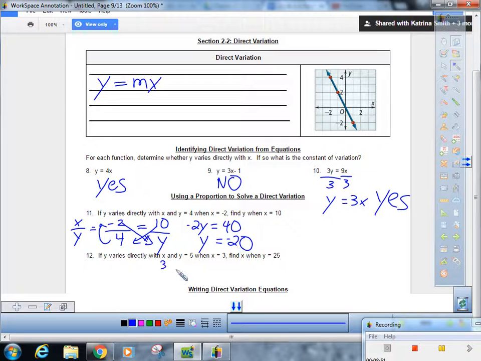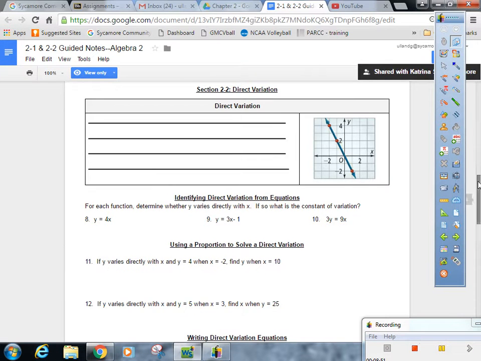3, x on top, is to 5, y on the bottom. Like, find x this time. Okay? X is to 25, you get 5x is 75. And so x equals 15. Right? Yes. Okay. Still working at it. Almost done.